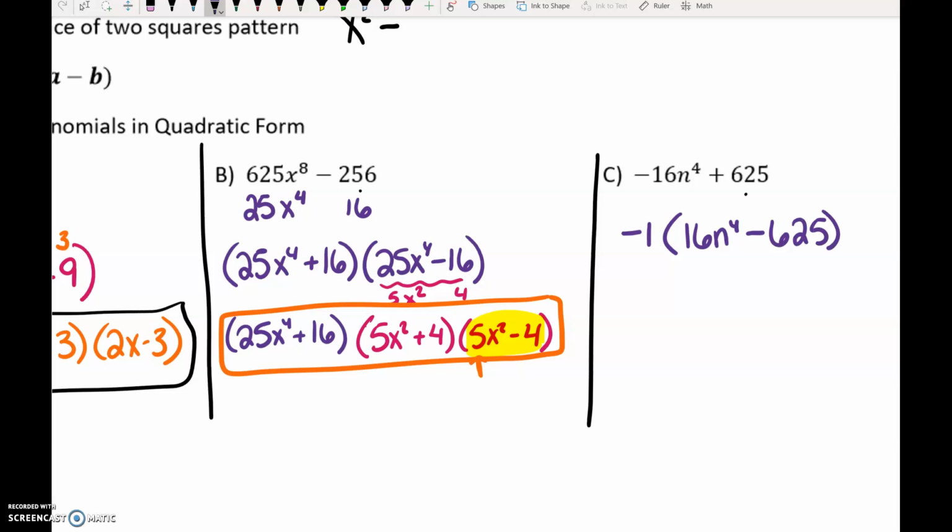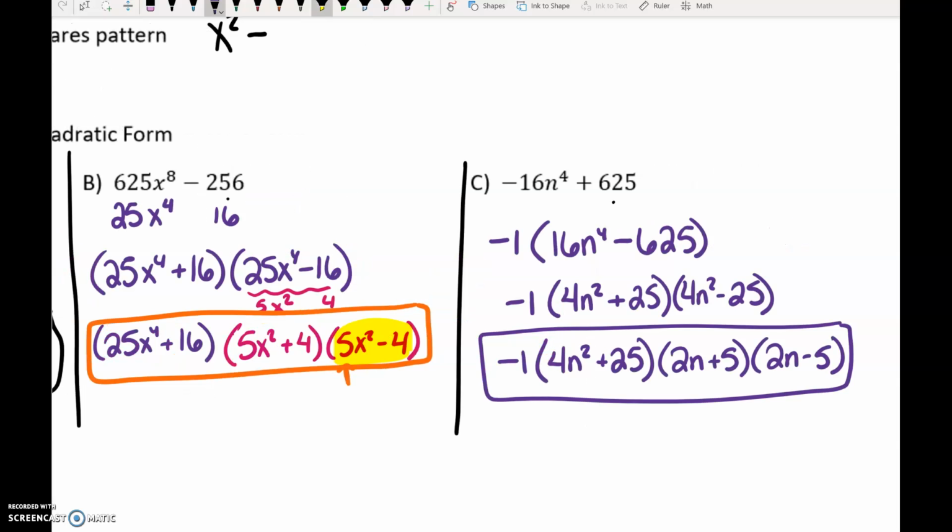Okay, now pause the video, and on your own, I want you to try factoring 16n to the 4th minus 625. As you factor this, just don't forget that you've got that -1 that we factored out originally, so your final factored form should have a -1 in front of your answer.